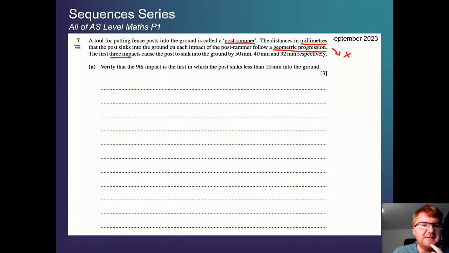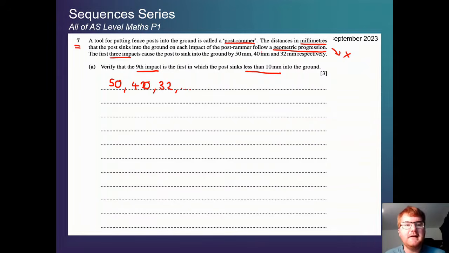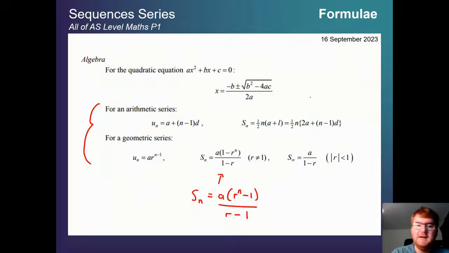And the first 3 impacts cause the post to sink into the ground by 50, 40 and 32 millimetres. So essentially we have a sequence here that goes 50, 40 and 32. And we need to verify that the 9th impact is the first in which the post sinks less than 10 millimetres into the ground. So as soon as I see a sequence and I see geometric, I need to be thinking, right, what do I need to work out the nth term? In this case, we need the first term for a geometric progression and what's called the common ratio. Then we can apply our nth term formula to that.